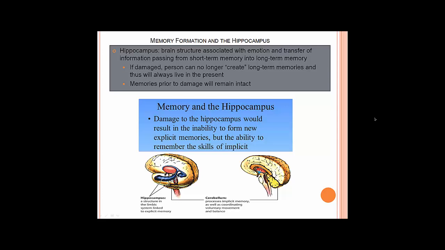Memories prior to the damage will remain intact. So it's only after it's damaged that one would have problems creating new long-term memories. So damage to the hippocampus can result in the inability to form new explicit memories. But your ability to remember skills remains intact.